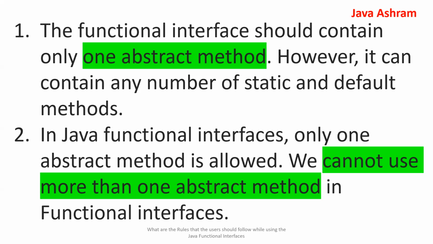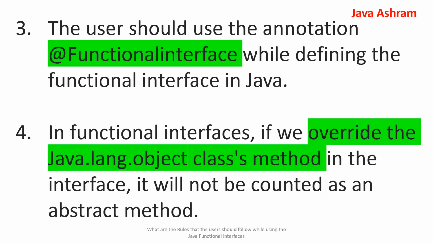We cannot use more than one abstract method in a functional interface. So again, how will you enforce that? With the annotation @FunctionalInterface, you should not be allowed to use more than one abstract method. The third rule is the user should use the annotation @FunctionalInterface while defining the functional interface in Java. If you see here, this is the functional interface I'm talking about, and at the top of the interface, you must define that.